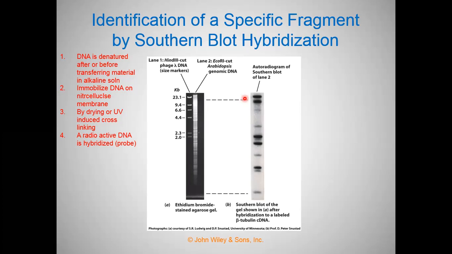where we denature the DNA, sometimes before or sometimes after the transfer of the material. We denature the membrane by using an alkaline solution and then immobilize the DNA on the nitrocellulose membrane, where we hybridize the DNA with radioactive DNA probes. Then we can find out our gene of interest by looking at the hybridization, whether our DNA of interest is present in this particular fragment or not.